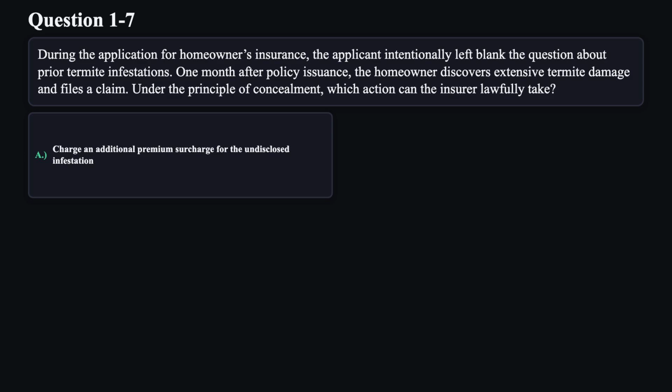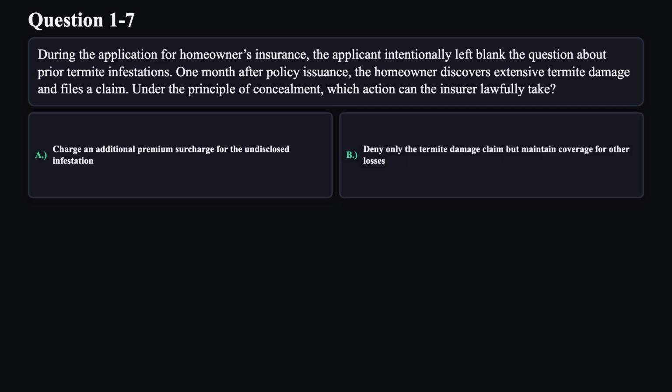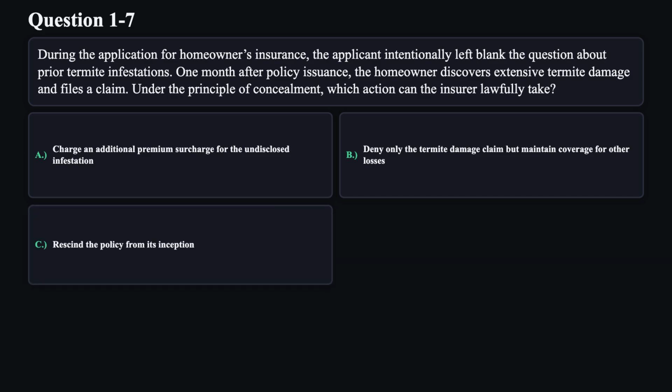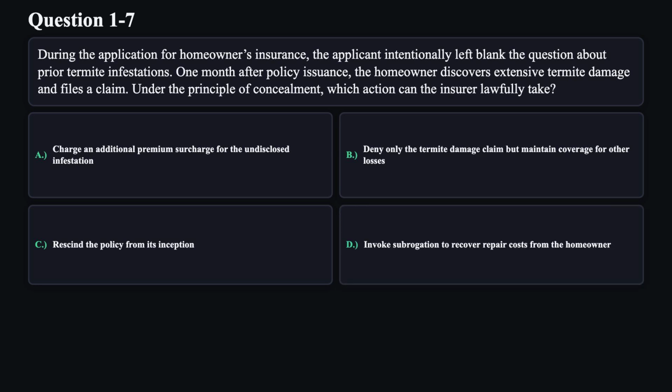A. Charge an additional premium surcharge for the undisclosed infestation. B. Deny only the termite damage claim, but maintain coverage for other losses. C. Rescind the policy from its inception. D. Invoke subrogation to recover repair costs from the homeowner.